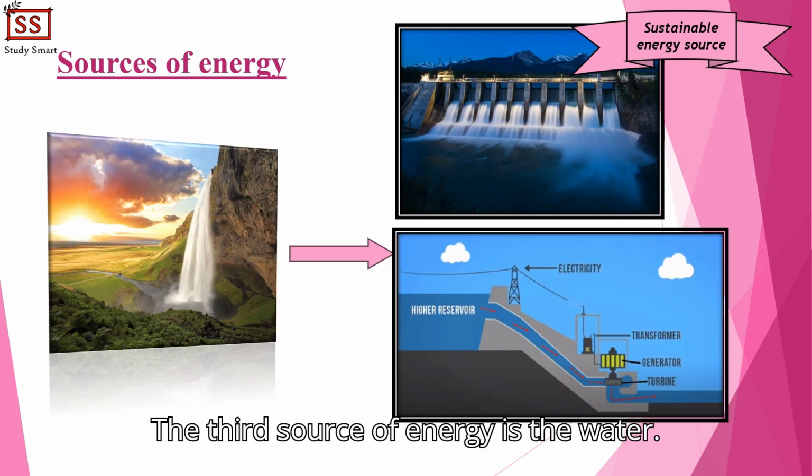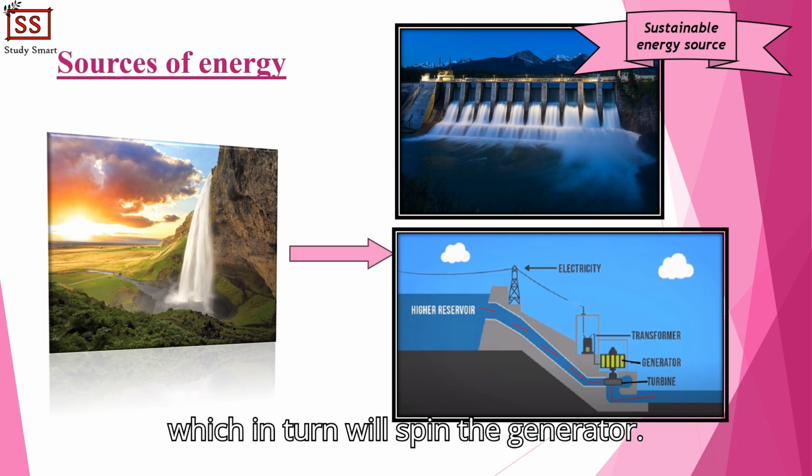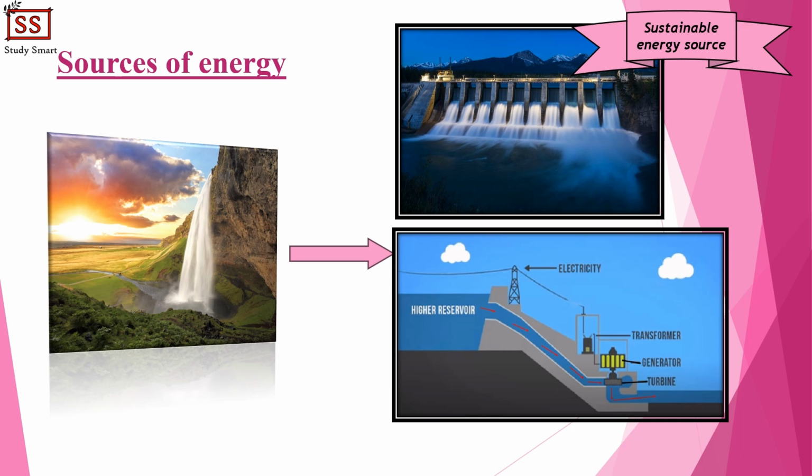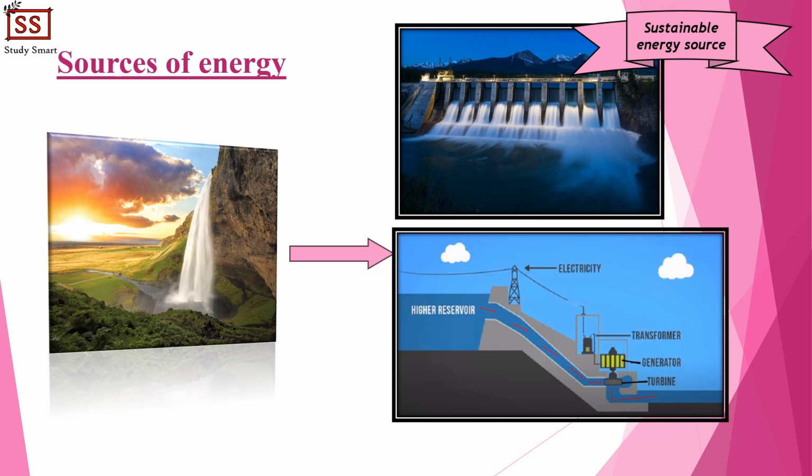The third source of energy is the water. Just like how the wind can rotate the turbine of a windmill, movement of water from a higher place to a lower place can rotate the water turbine, which in turn will spin the generator. The movement of the generator will create electrical energy.